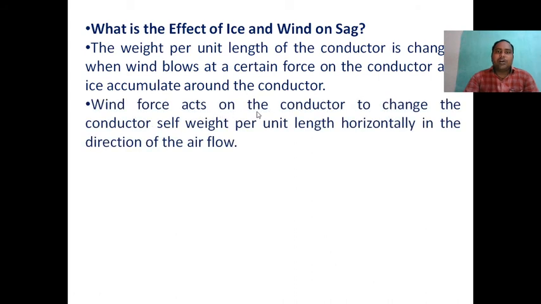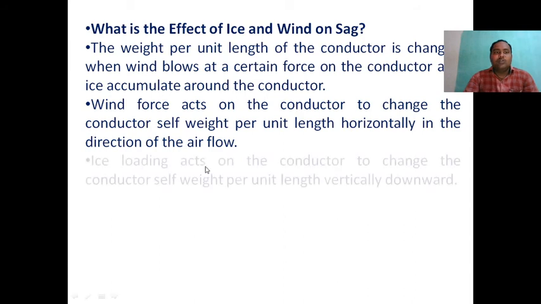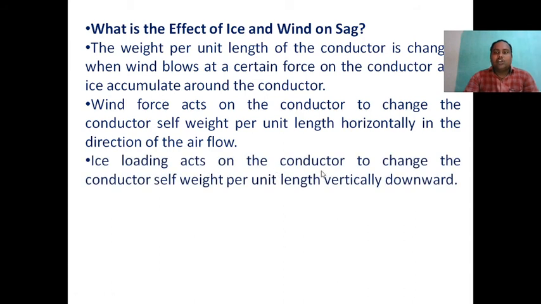Wind force acts on the conductor to change the conductor self weight per unit length horizontally, in the direction of the airflow. Ice loading acts on the conductor to change the conductor self weight per unit length vertically downwards. The snow formation acts vertically downwards, while wind acts horizontally.